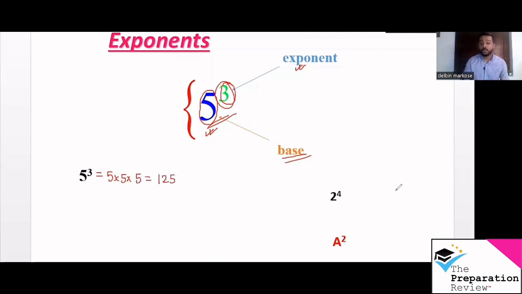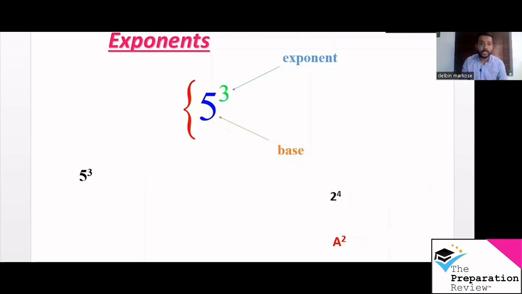Okay, what about 2 raised to 4 or 2 to the power 4? The base number is 2. How many times are we multiplying? This many times. So we are multiplying 2 four times. 2 times 2 times 2 times 2, that will be 16 here. Now what about a squared? It means this letter a we are multiplying 2 times, that is a times a here.